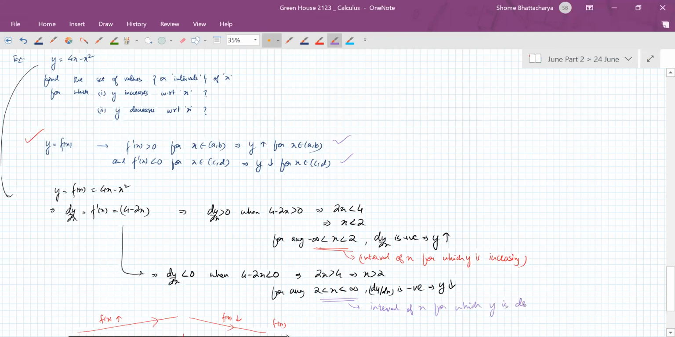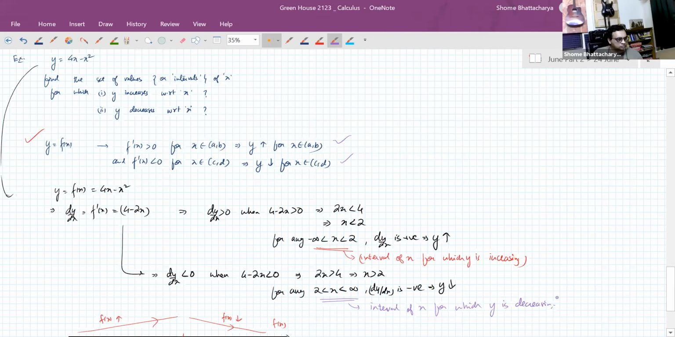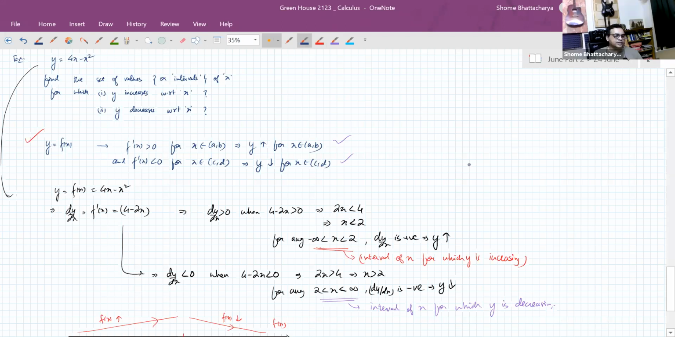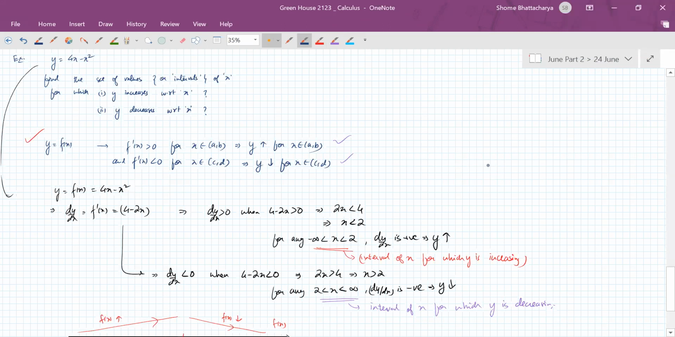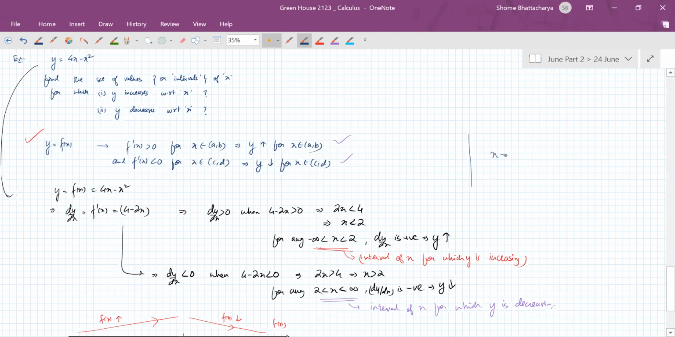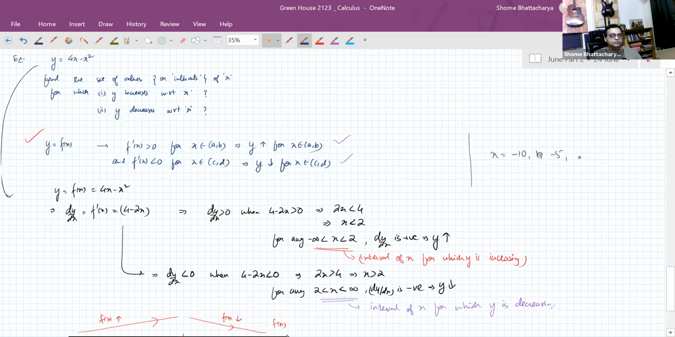So in the first case, where the values of x are from minus infinity to 2, isn't the function increasing, since the derivative is positive? Let's also check it out. Tell me some values of x which are less than 2. Let's try this out. Take minus 10, then minus 5, then 1, or take 0, then 1.